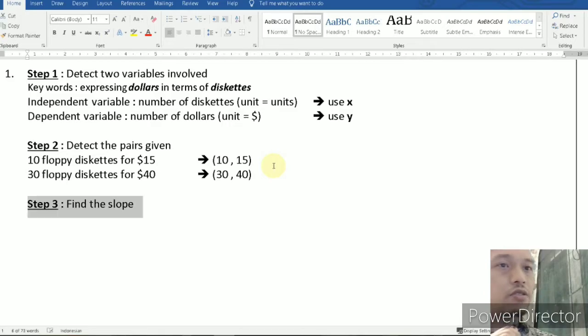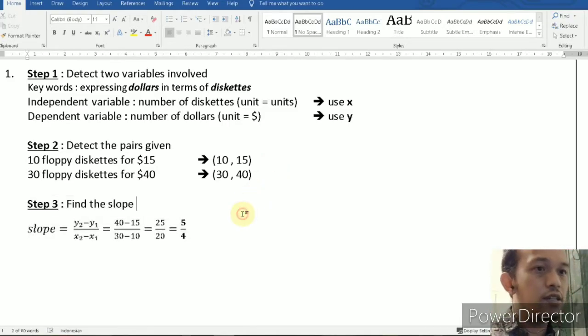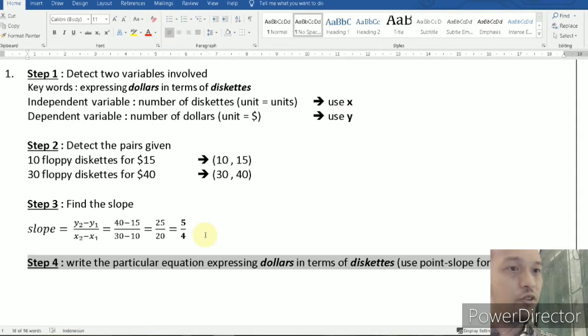And then step 3, after you have two known pairs, of course you can find the slope. So let's recall the slope formula, and by using the formula you will eventually know that the slope is 5/4. Of course we can find the equation for this one, but since we don't know the y-intercept, the intercept of the dependent variable, we have to use the point-slope form, right?